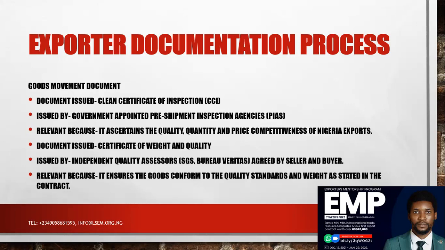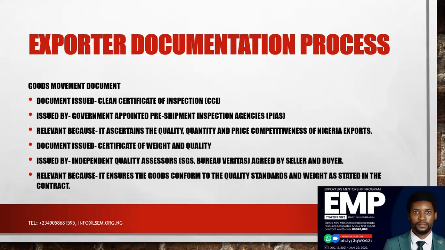CCIs are like, okay, let's say you have a container of goods ready for shipment now. Maybe you have it somewhere in Surulere, in Yaba, and you want to start moving the container to the port. Before you load your goods into the container, it's good you reach out to what we call pre-shipment inspection agencies, which is the PIAs. They will come and check out and supervise what you loaded into the container. They will see it to be sure that this is what you actually loaded and they are all good. So that's because afterwards they have to issue you a clean certificate of inspection.